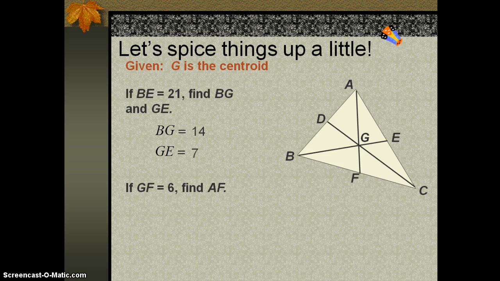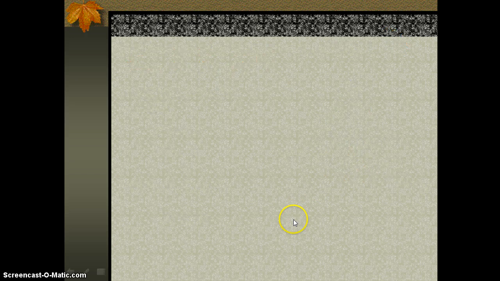Next one, if GF, the 1/3 part, is 6, find AF. Well, if 1/3 of it is 6, then the whole thing, to find that, we would just multiply by 3. So AF is going to be 18. Another way you could do it, if this is 1/3, it's 6. 2/3 would be multiplying that by 2, which would be 12. 12 plus 6 is 18.